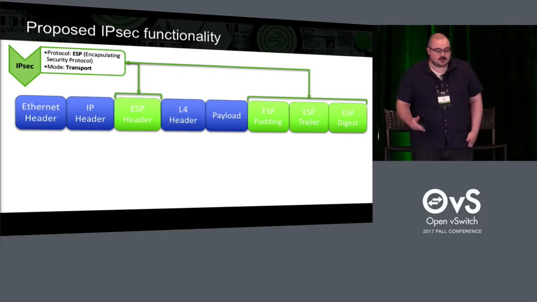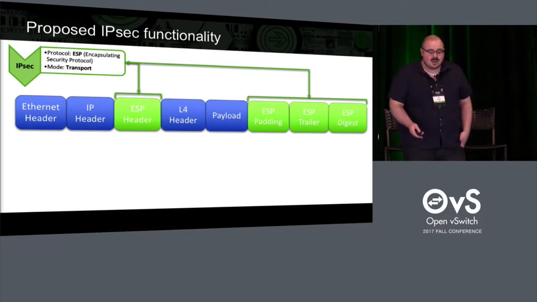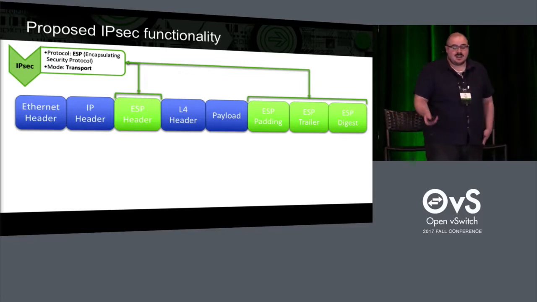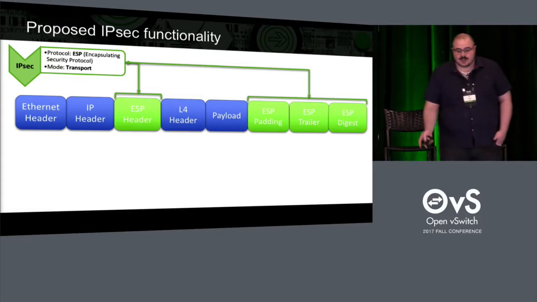There's ESP mode and there's authentication. Authentication will give you just that, authentication, but the packet will still be sent in the clear. So we need to go for ESP. What ESP allows you to do is essentially encrypt the packet as well as authenticate it, which is really what we want to hit for this use case.